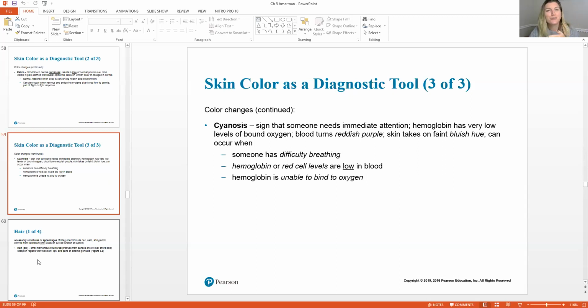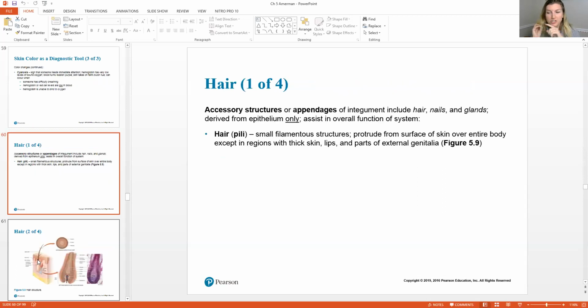So let's switch from talking about our skin color to talking about hair, right? Our hair has color in it too. So we actually have parts of our hair that contain melanin, or not, if you're blonde like me.